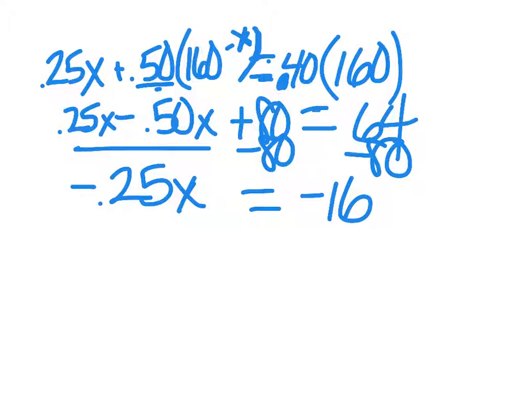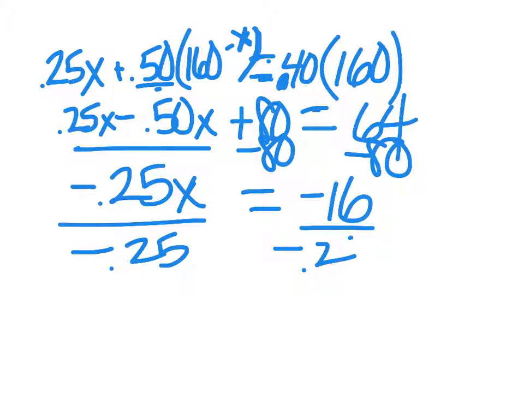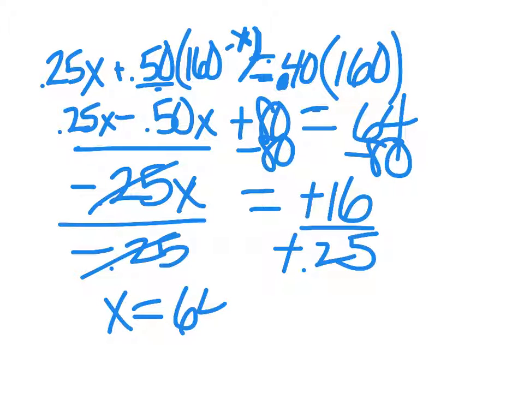So if I divide both sides by negative 0.25, and yours might be different depending on if you did it the other way, but I'm going to get, well, let's see, my negatives cancel out. 16 divided by 0.25, I get x equals 64.